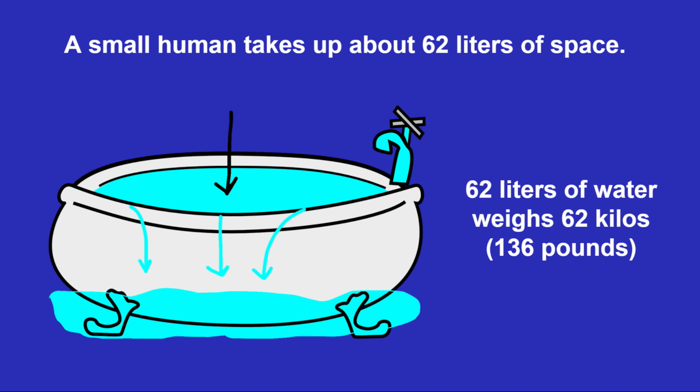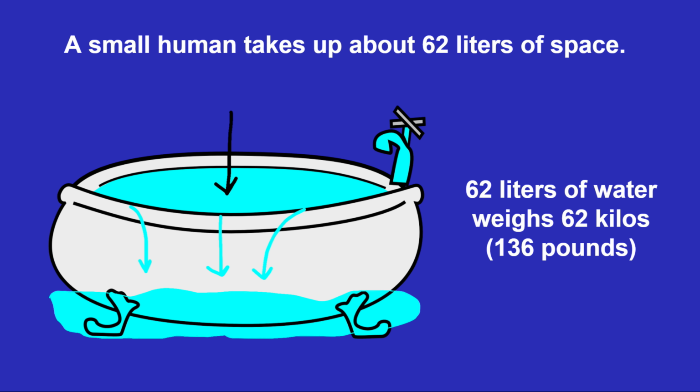Now, that 62 liters of water weighs 62 kilos, or 136 pounds, because a kilo of water is about 1 liter of water. So the rule is that if that volume of water that you've displaced and put onto the floor, that 62 liters of water, weighs 62 kilos, if you weigh more than 62 kilos, you will sink. If you weigh less than 62 kilos, you will float.